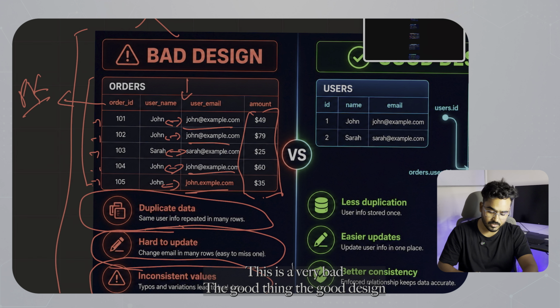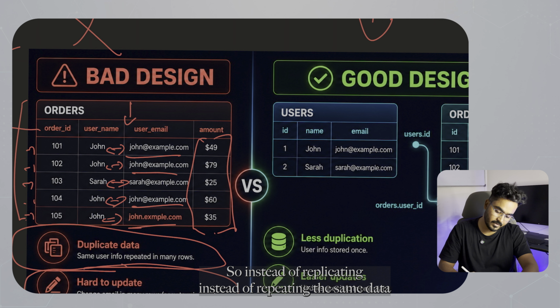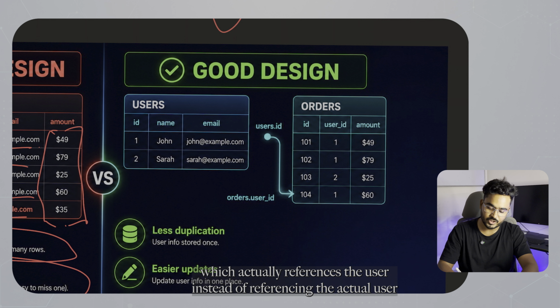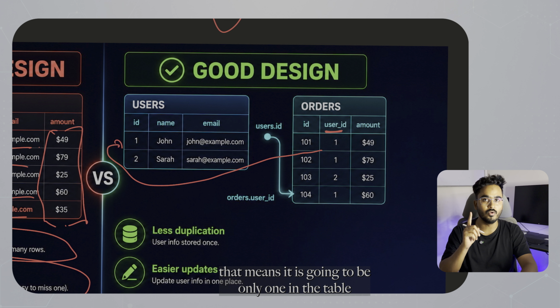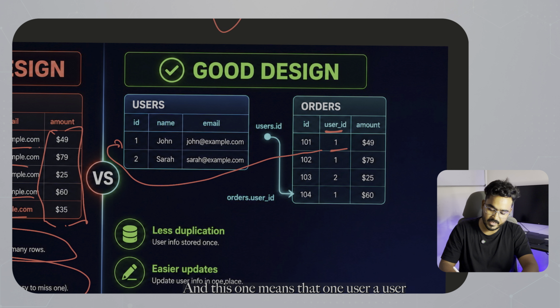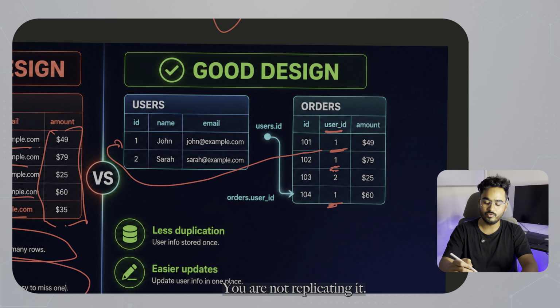The good design is that you can associate a user with the order. So instead of replicating or repeating the same data in every order, you can design a different table, and the orders table references the user ID instead of the actual user data. You are referencing the user ID. Since user ID is unique, it is only going to be one in the table, and it is not going to be repeated. This means that the user with ID 1 is associated with this order. You are not replicating it.